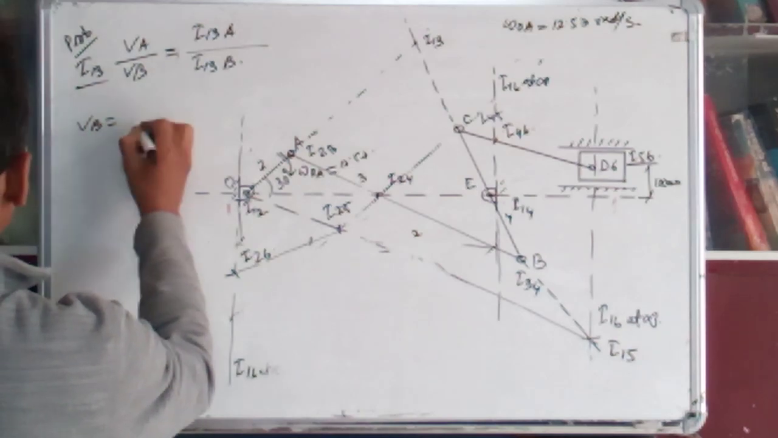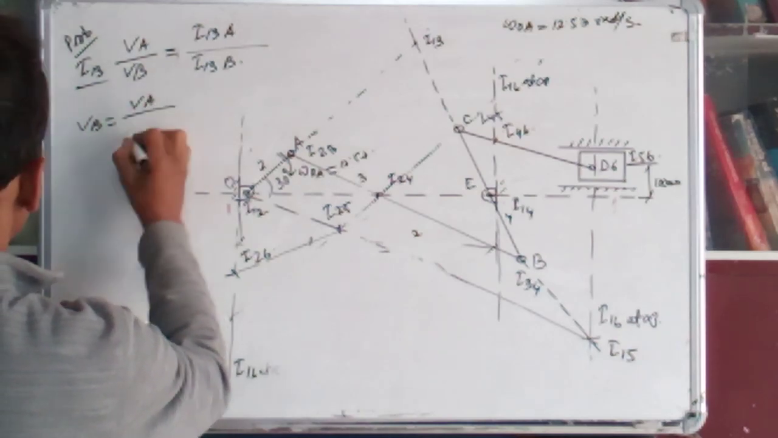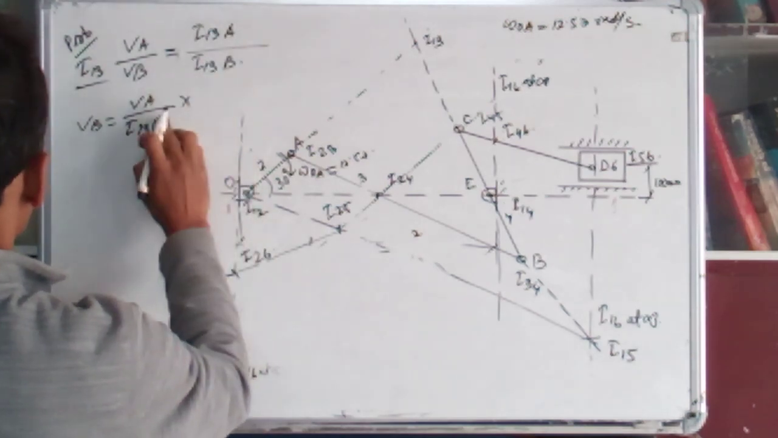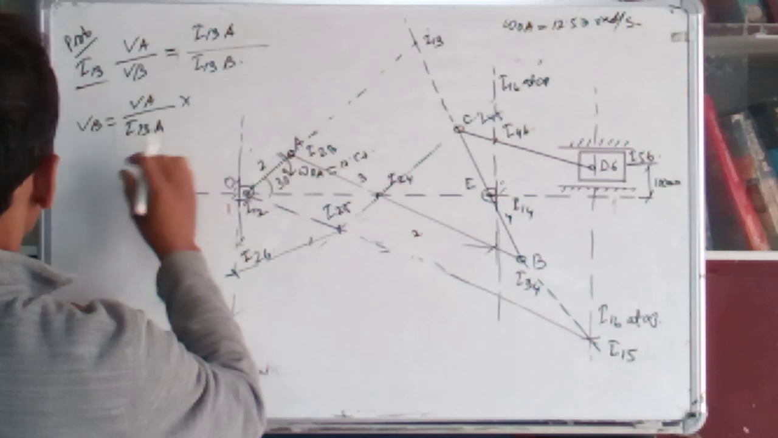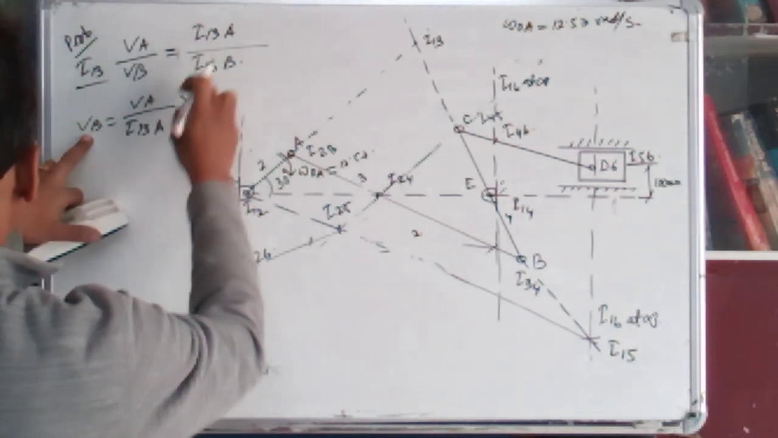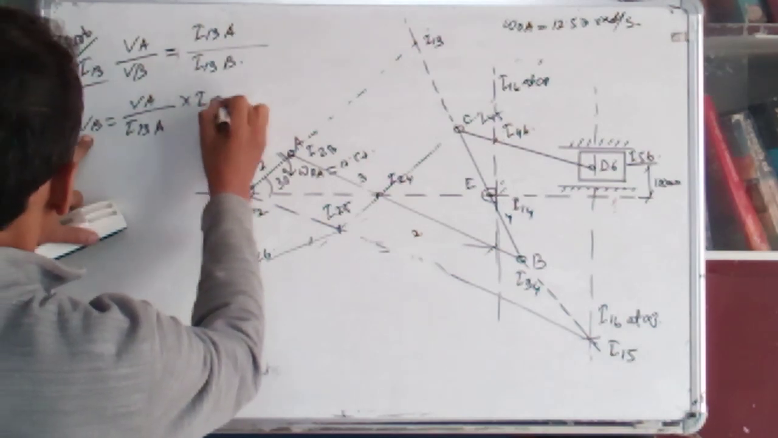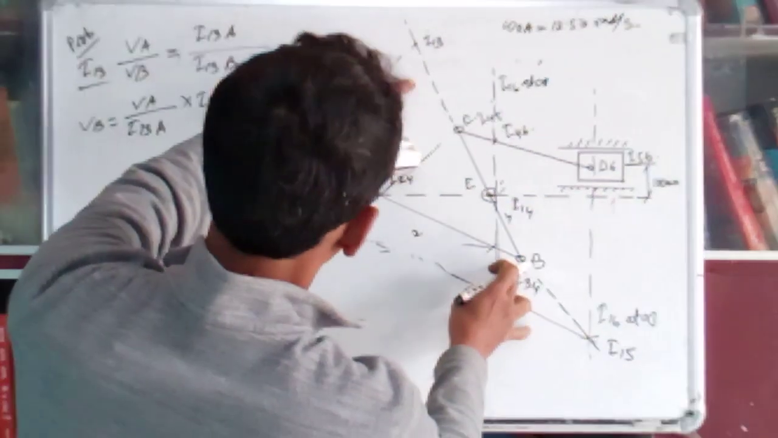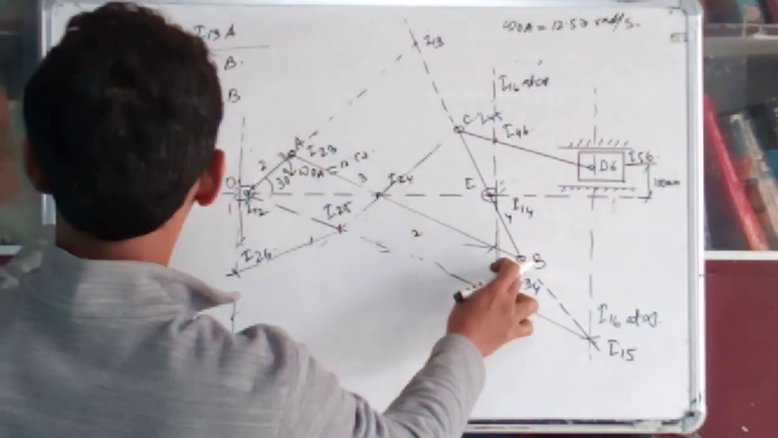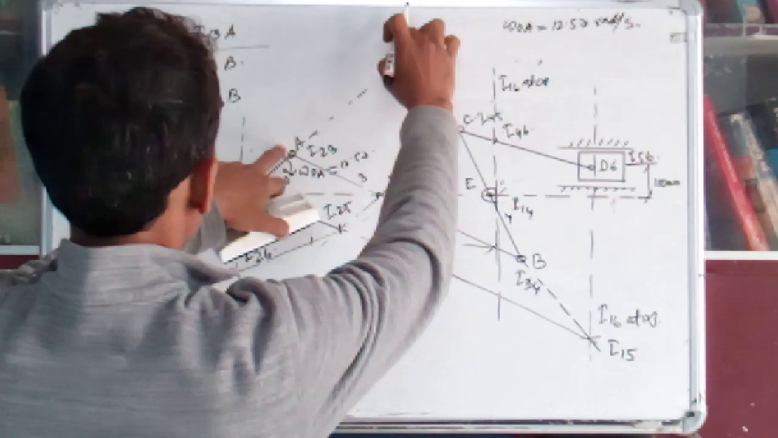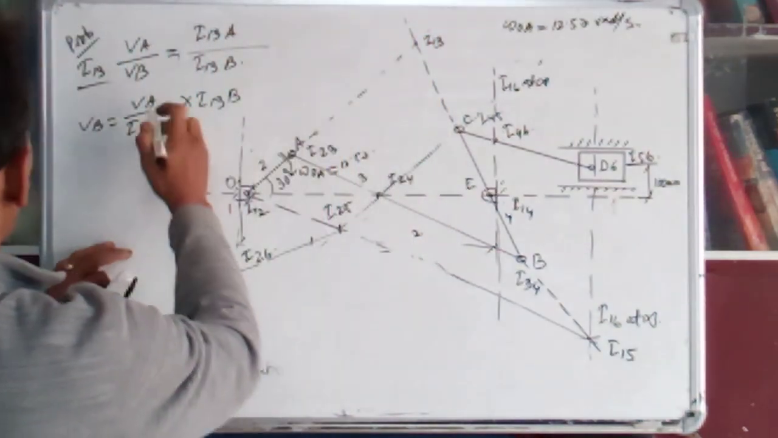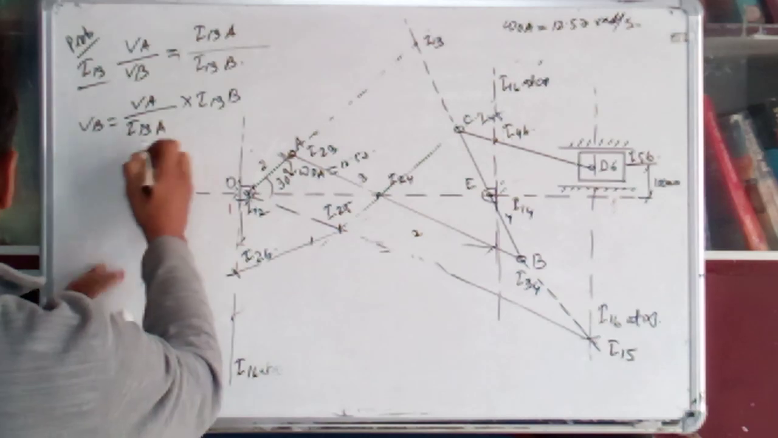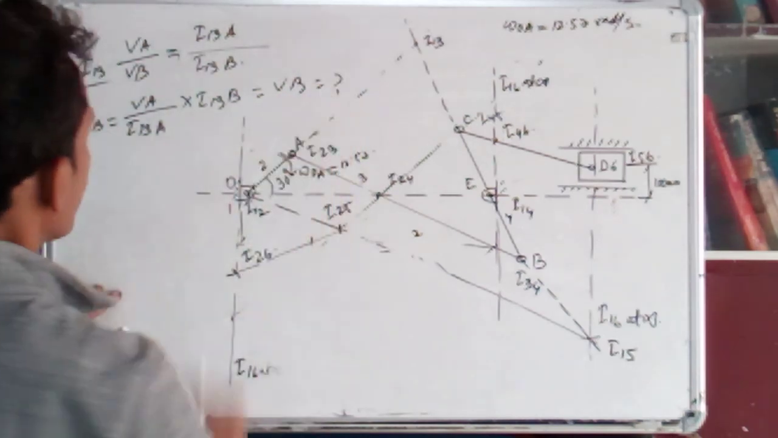So VB is equal to VA divided by I13A into I13B. You have to measure the distances I13B and I13A using a suitable scale. VA is already known, so we can put in the values and find VB.